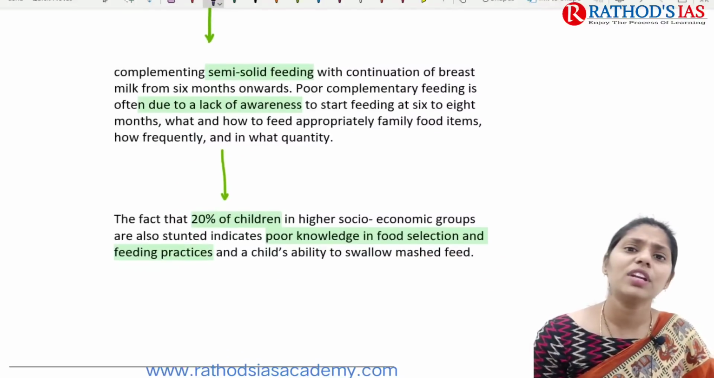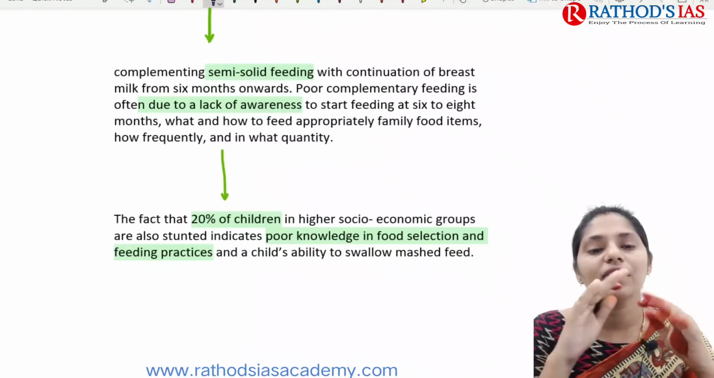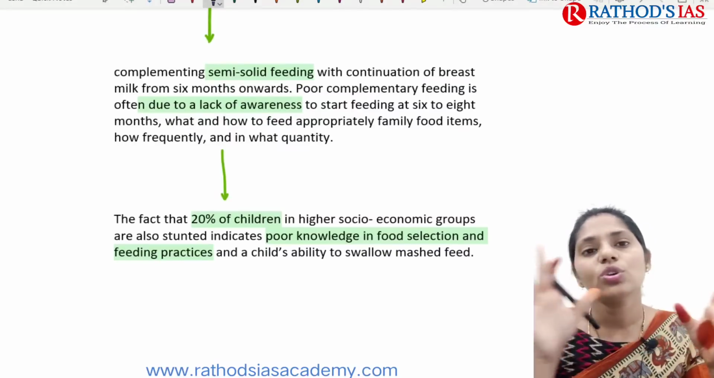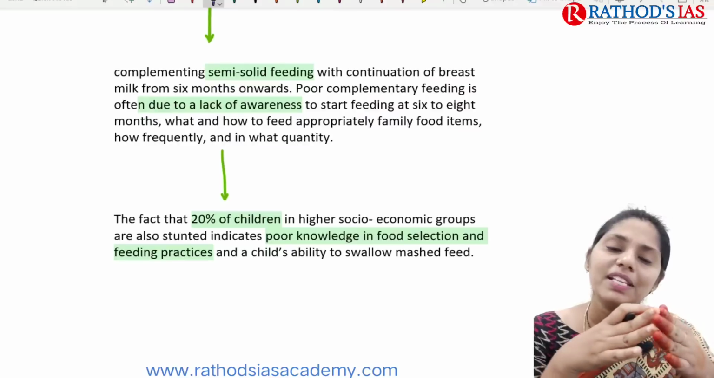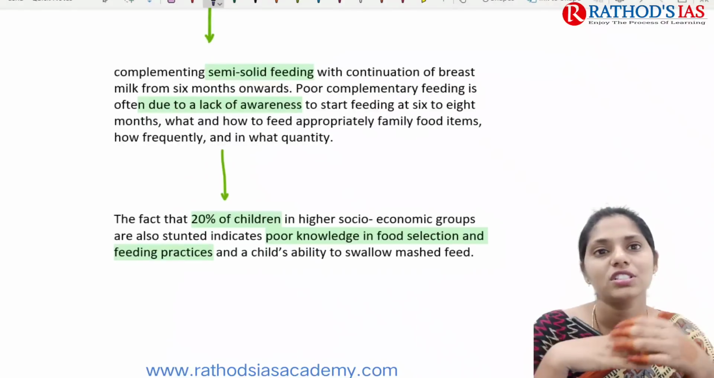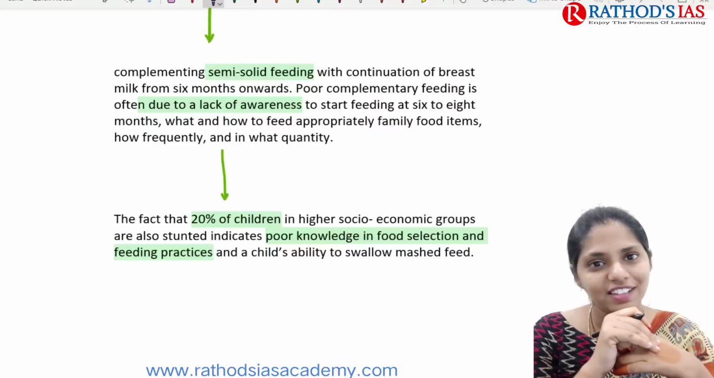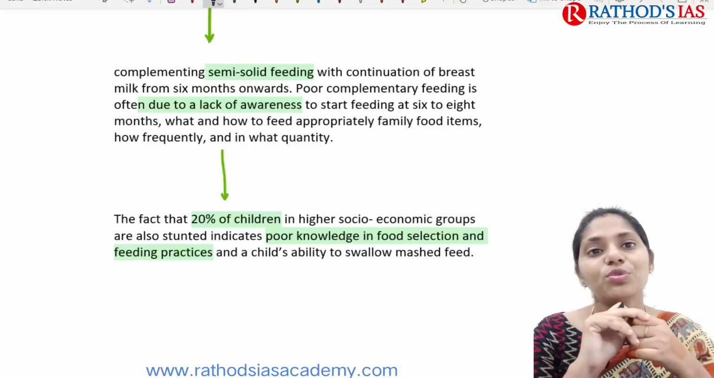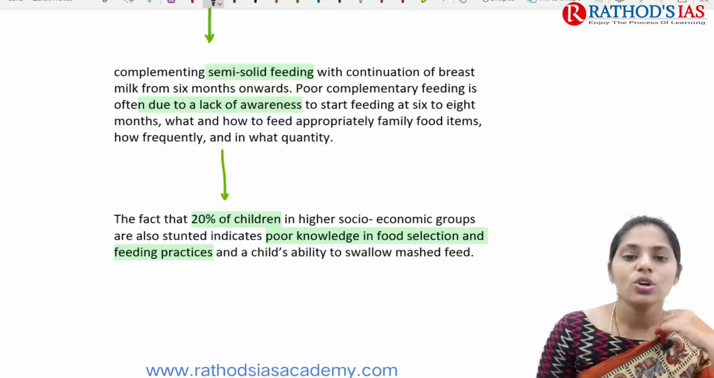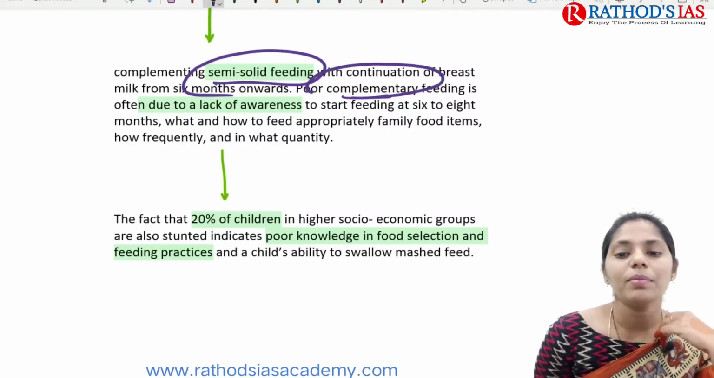And apart from that, breastfeeding from 6 months onwards. Especially in our community, at 6 months 6 days we have a small function called Annaprasana. From 6 months onwards, not only the mother's breast milk but even semi-solid foods are fed. For example, in the market we get different brands of Cerelac, which is one of the semi-solid feeds. And apart from that, we start providing juices and fruits to the children, right? So here we need to focus on semi-solid feeding and complementary feeding.